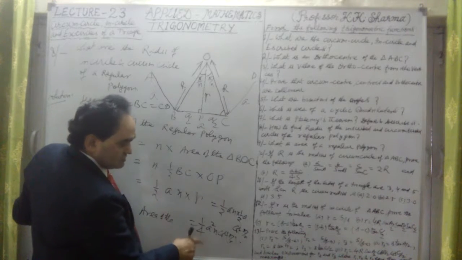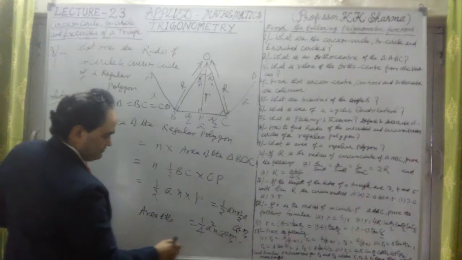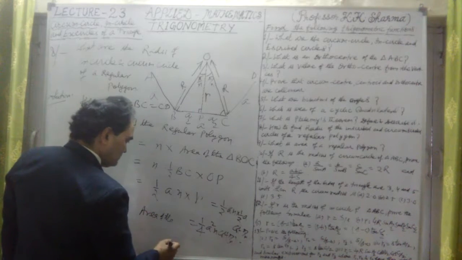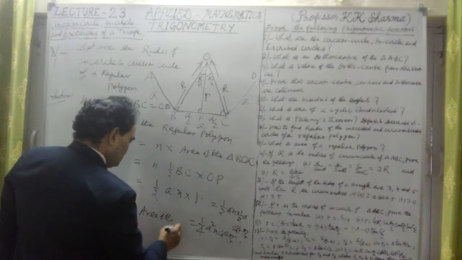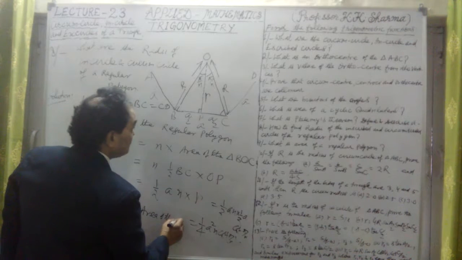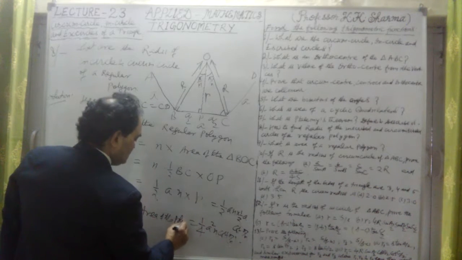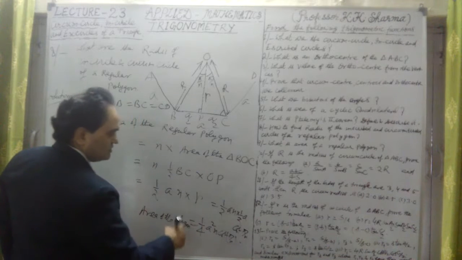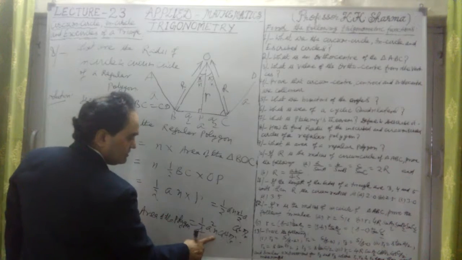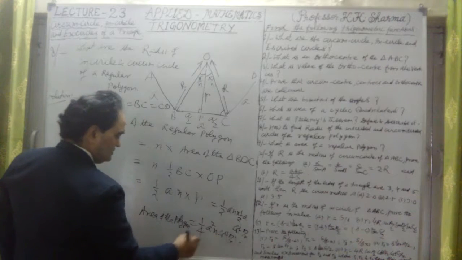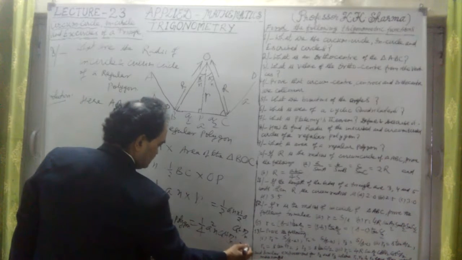Alright, so this is in terms of sides. Sides and angle is here, no problem. This is the area of the regular polygon, where n is the number of sides. This is the third equation, let me tell you.